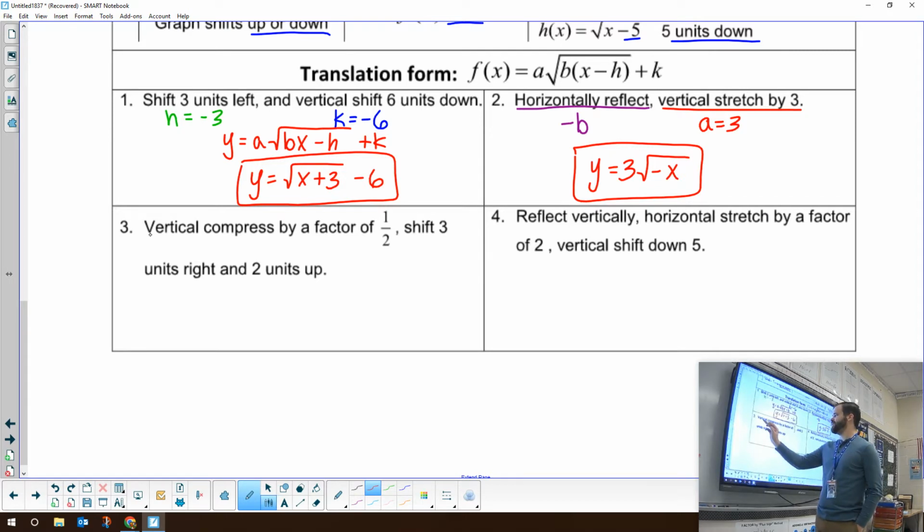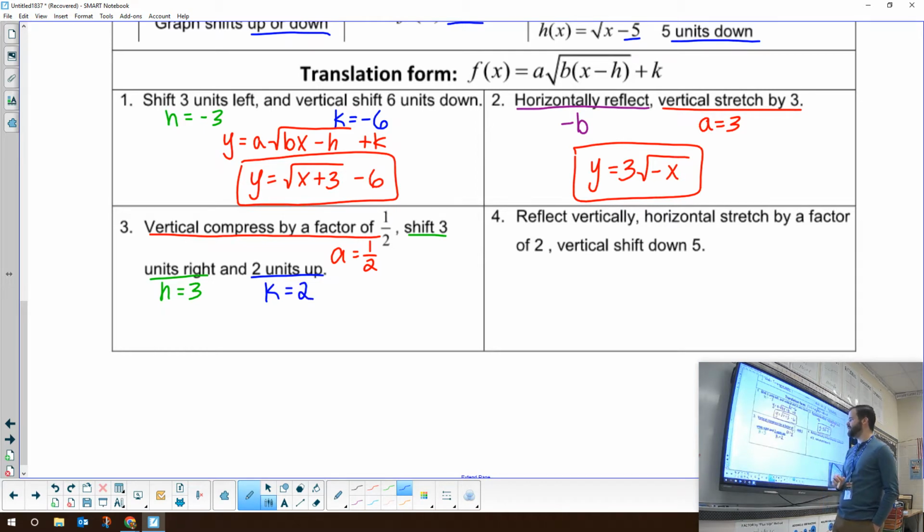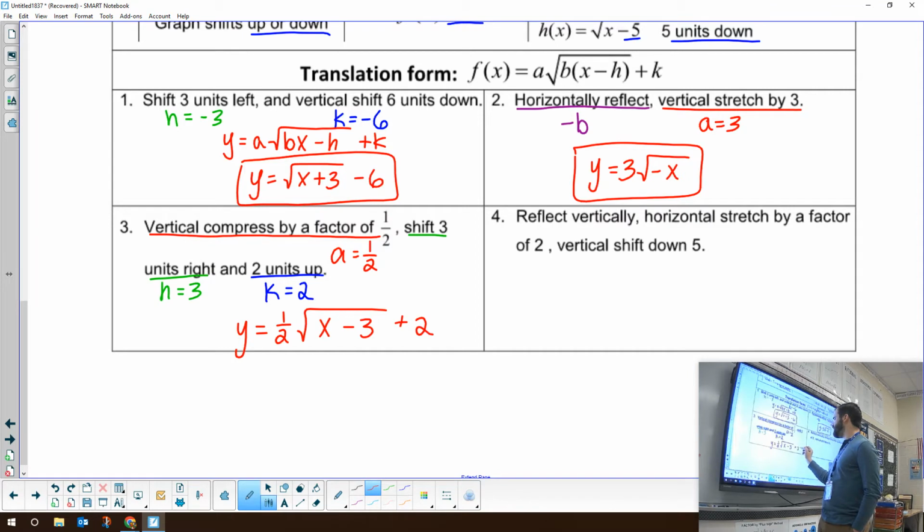All right, number 3, vertical compress by a factor of 1/2. That means that my a is 1/2. And then we're going to shift 3 units right. So that means my h is 3. And we're going to go 2 units up. So my k is 2. Okay? So my equation is going to be y equals 1/2 times the square root of, I don't have a b, so we're just going to go x minus 3, and then on the outside here, we'll have a plus 2.